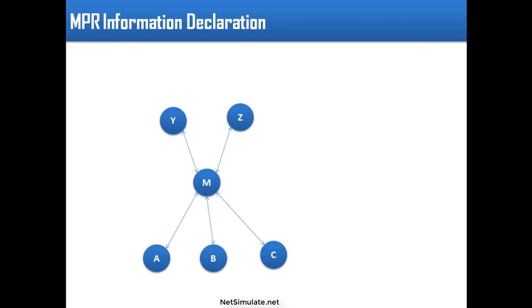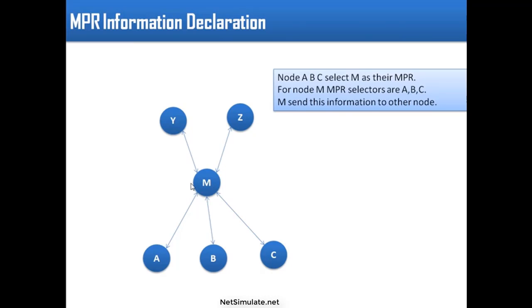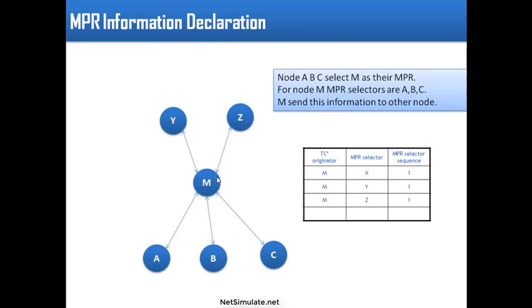So let's take an example. It will clear this concept. Here A, B and C are connected to M, Y, Z, all having symmetric links. So A, B and C all have Y and Z as two hop neighbors, and the only way to reach these is M. So A, B, C, three of them will select M as an MPR. Okay, now this is the node sending this information, MPR selector. It means these nodes selected M as an MPR, and this is the sequence number.